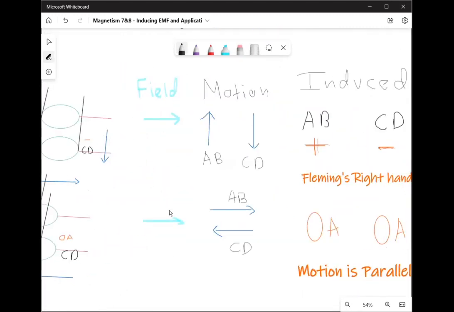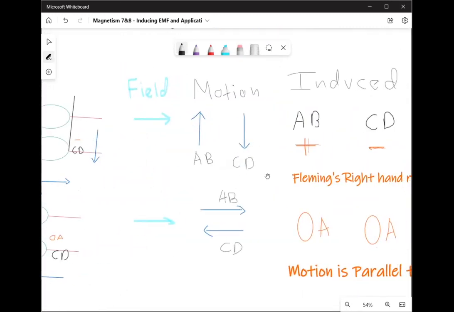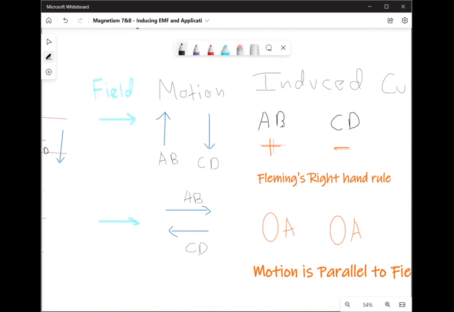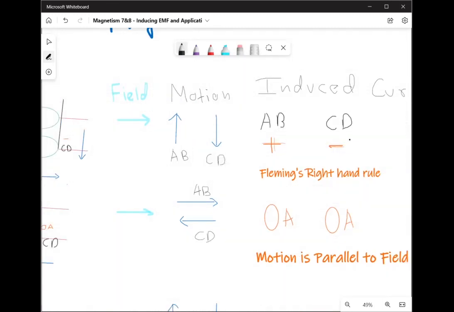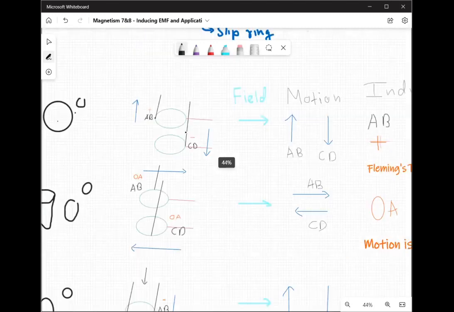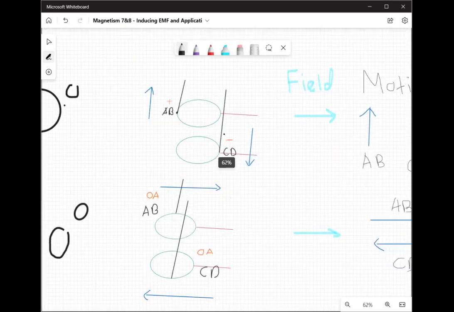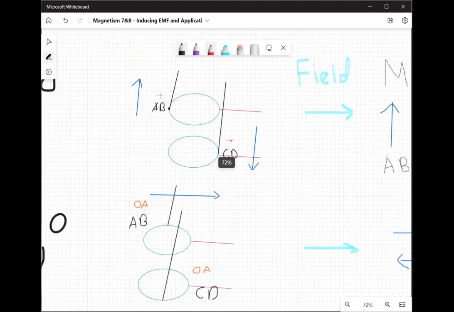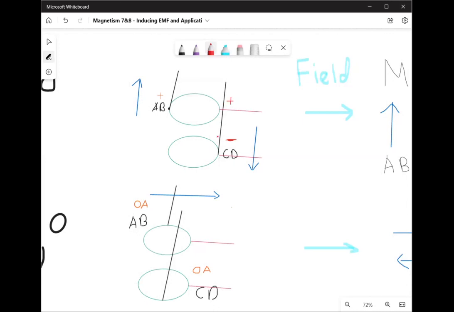The field is always to the right because we're not changing it. The motion is upwards at AB, so we get the positive side at the AB section and the negative terminal at the CD section. So this slip ring becomes negative, that's what we saw, and this one becomes positive. Is that clear? Because the current is starting here and going to the CD section. Yes, sir.